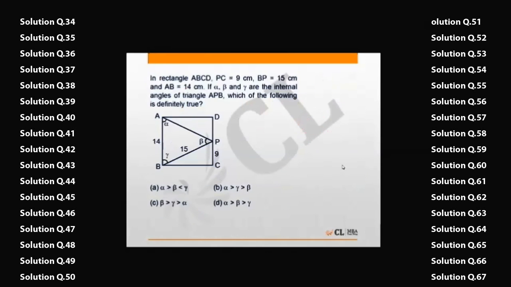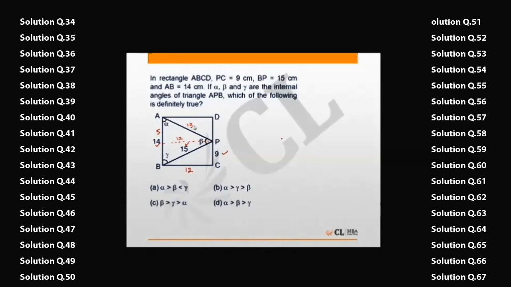The question is simple. We have got a rectangle here, and we have been given side AB as 14, PC as 9, and then PB as 15. So by using Pythagoras theorem, we can say that this BC must be equal to 12. If BC is equal to 12, this is 12, so this got to be 5, hence this would be 13, AP would be 13.